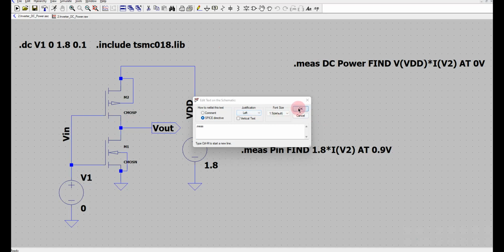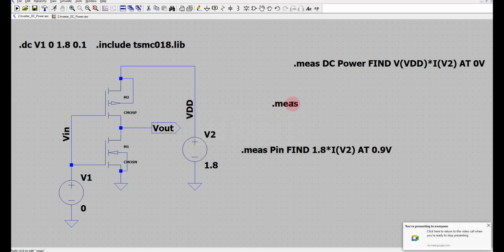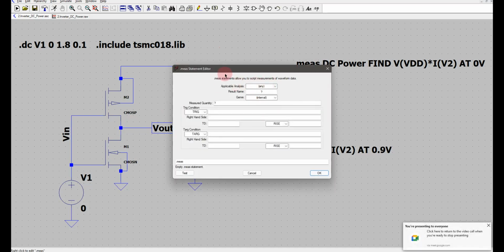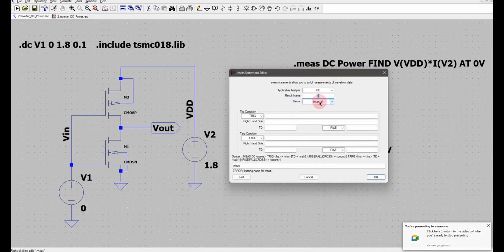Okay, so I put it here and then I right click here, so it will give me one window like this here. Okay, I am doing a DC analysis. Okay, and what is the result? Now what I want is for the power to be calculated.